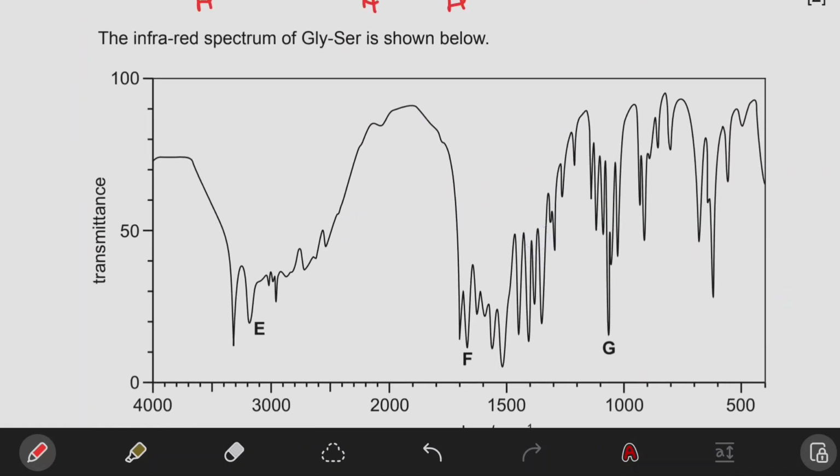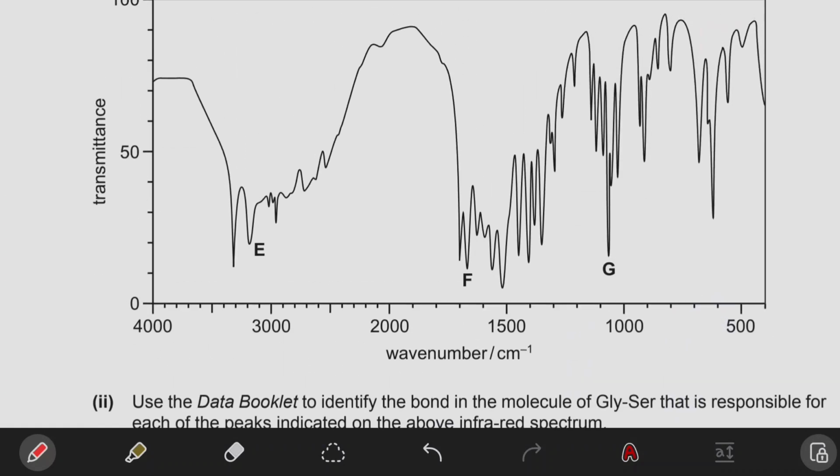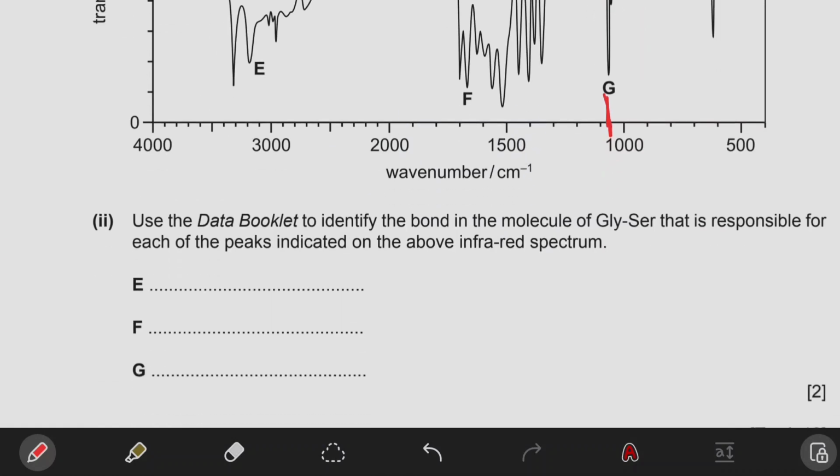The infrared spectrum of glycine serine is shown below. Okay, use the data booklet to identify the bond in the molecule of this dipeptide that is responsible for each of the peaks indicated on the above spectrum. For G, it is somewhere. So in the data booklet, there is a peak for 1040 to 1300, and that's for alcohols, ethers, esters. Okay, so that is what G is.